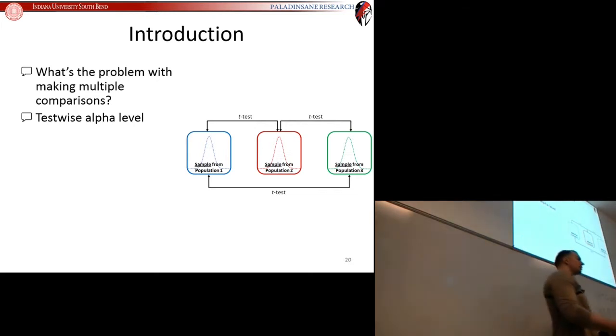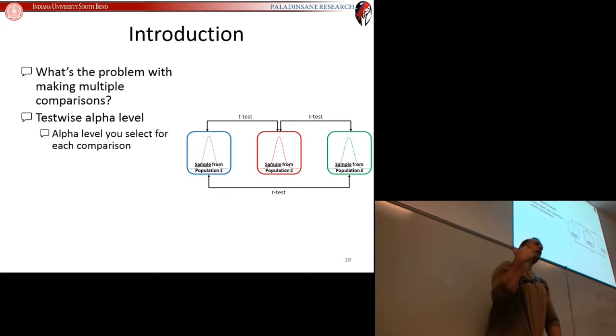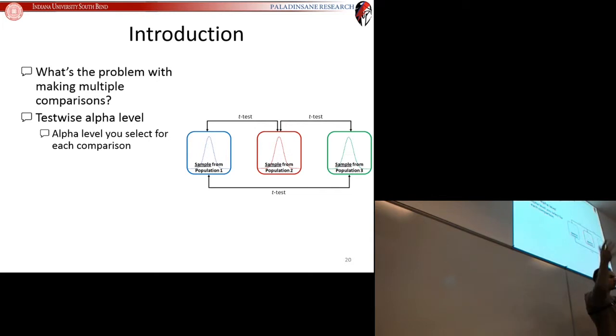So you want to control your alpha, and specifically you don't want your alpha to balloon. You don't want your alpha to get out of control. So your alpha level can be broken down into your experiment-wise alpha level, which is the alpha level for the entire experiment, your chance of making an error in your entire experiment, versus your test-wise alpha level, the chance of making a mistake for each individual comparison.